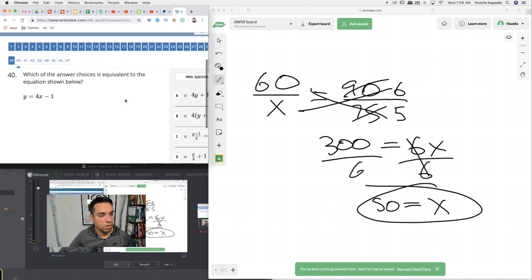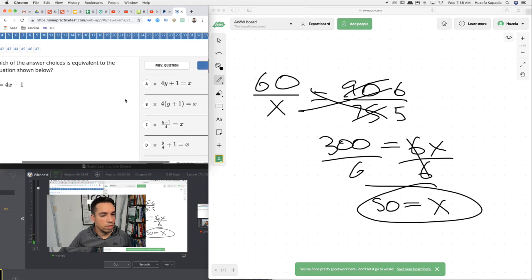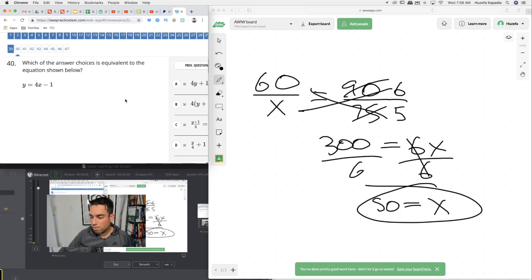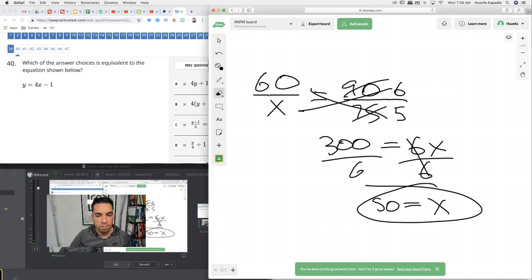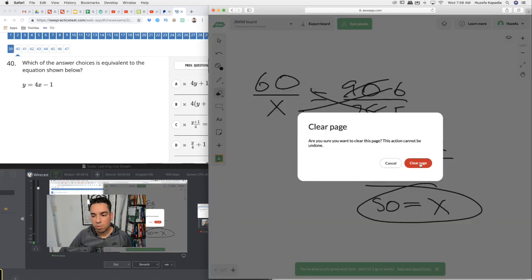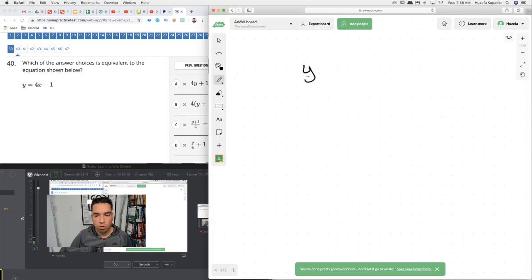All right, next. Which of the answers is equivalent to this equation? Y equals 4x minus 1. All right, these can be tricky because we're looking. So I'm going to show you some shortcuts to kind of weed through this on the fly.